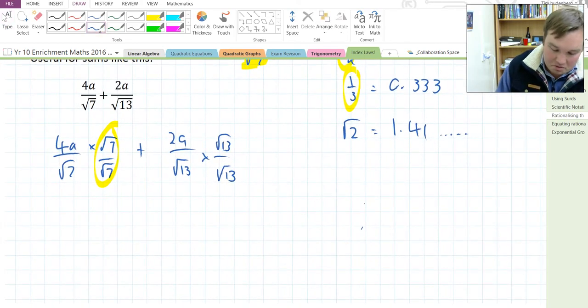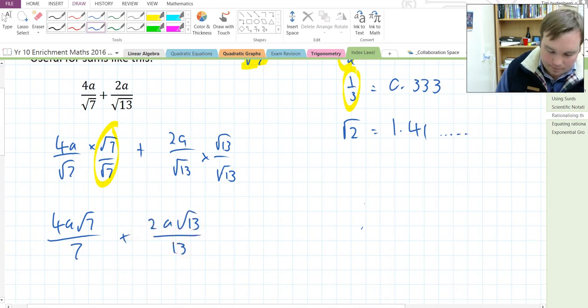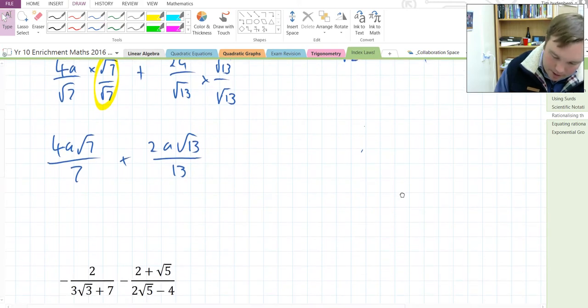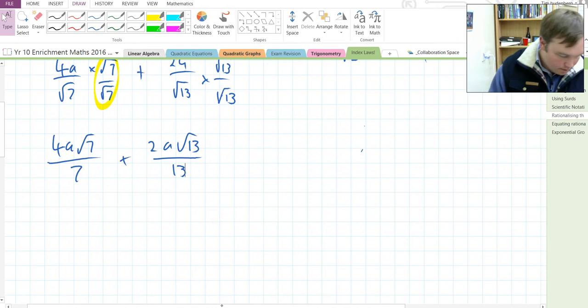4a times root 7 is very simply 4a root 7, nothing too exciting there. Root 7 times root 7 is 7, plus 2a root 13 over 13. Now, looking for a common denominator. What is a common multiple of 13 and 7? Well, I don't know off the top of my head, and it's late at night, so 7 times 13 will get us one. It is 91.